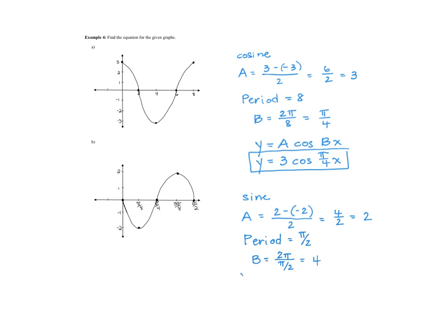So in general, that equation will look like y equals a sine bx. Now my amplitude is 2, but that sine curve is flipped upside down. So here will be -2 and then sine 4x. So the graph in B is y equals -2 sine 4x.